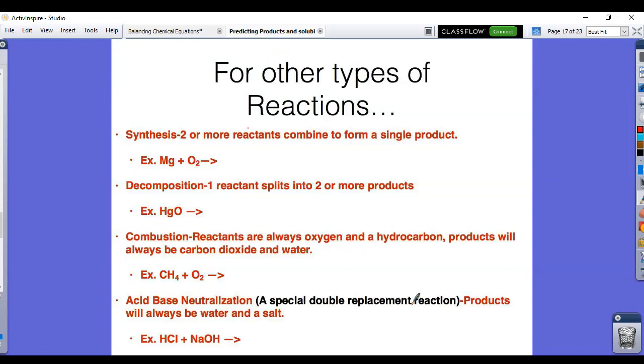All right, so for the last part of this unit, we are going to predict the product side for a synthesis reaction, a decomposition, and a combustion. So in order to do this, we have to think about the synthesis reaction, which means putting together. So that means this element and this element has to be put together.